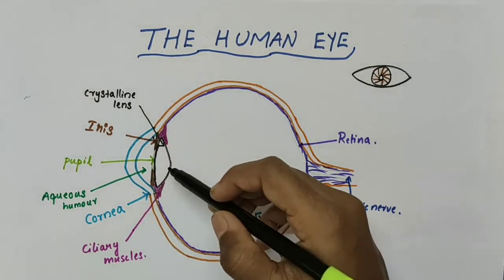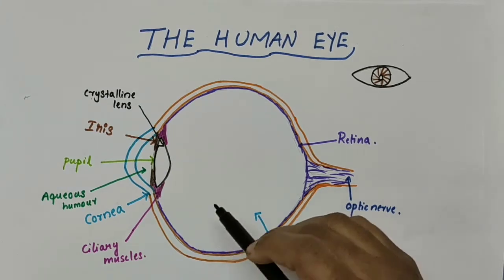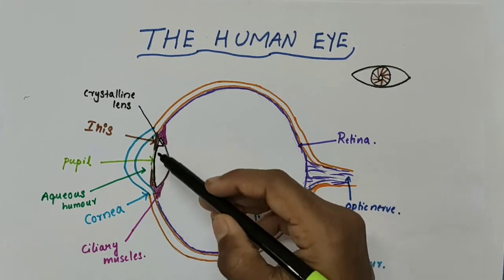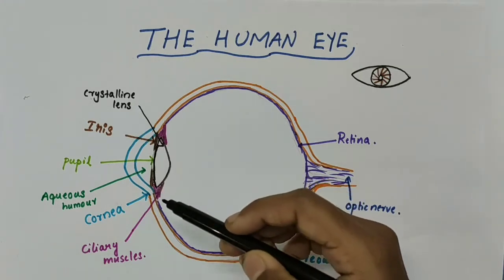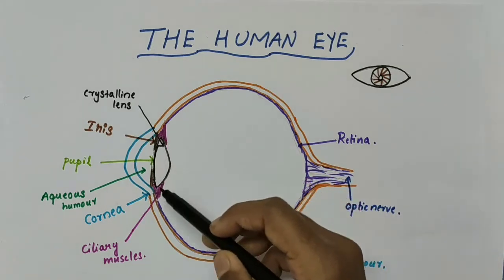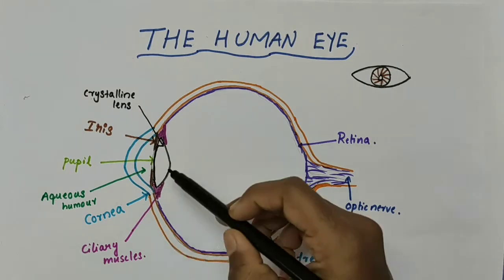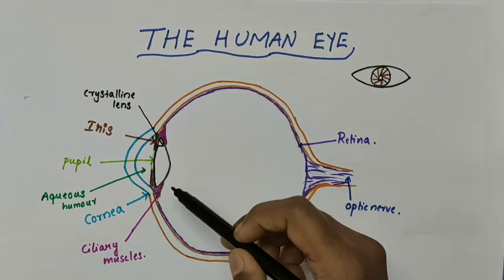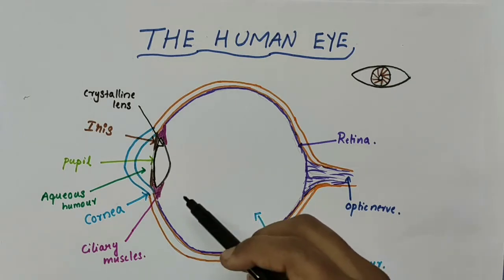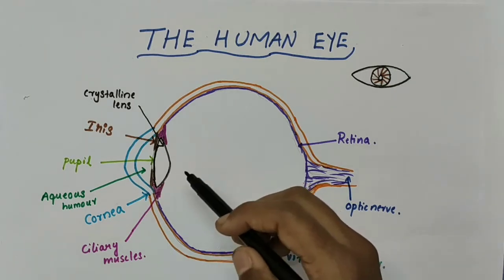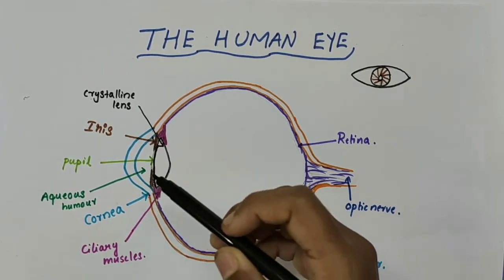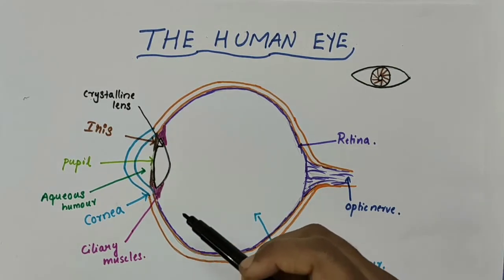Here we have the crystalline lens, which is in the shape of a convex lens. You can see this crystalline lens, or human eye lens, is convex in nature. This provides finer adjustment of the focal length required to focus objects at different distances on the retina.